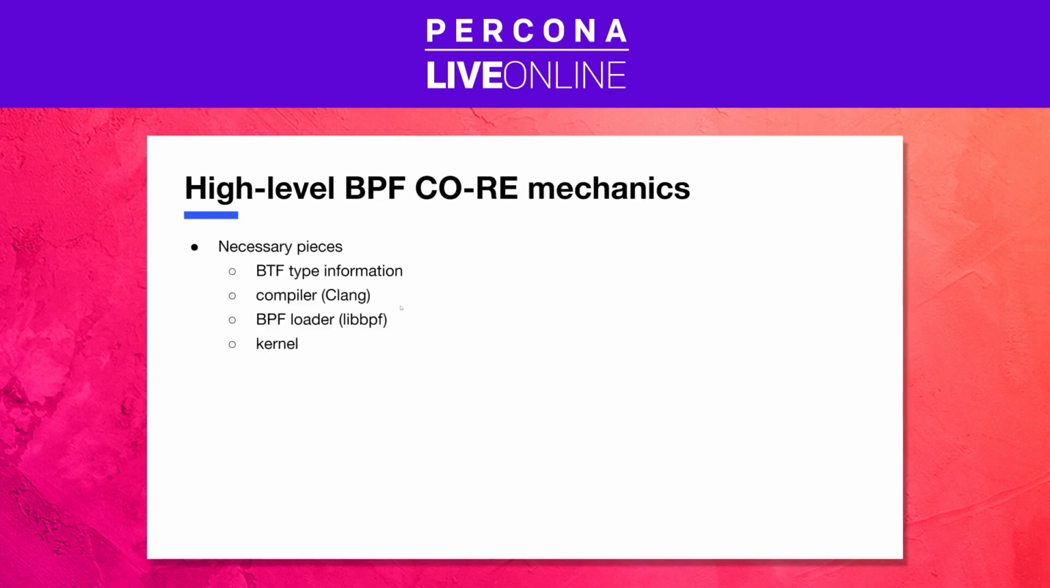That's the high-level BPF CO-RE mechanism. BPF CO-RE only consists of 4 parts: BPF type information, compiler, BPF loader, kernel. I will walk you through them one by one. BPF type information, which allows capturing crucial pieces of information about kernel and BPF program types and code, enables all the other parts of the BPF CO-RE puzzle.